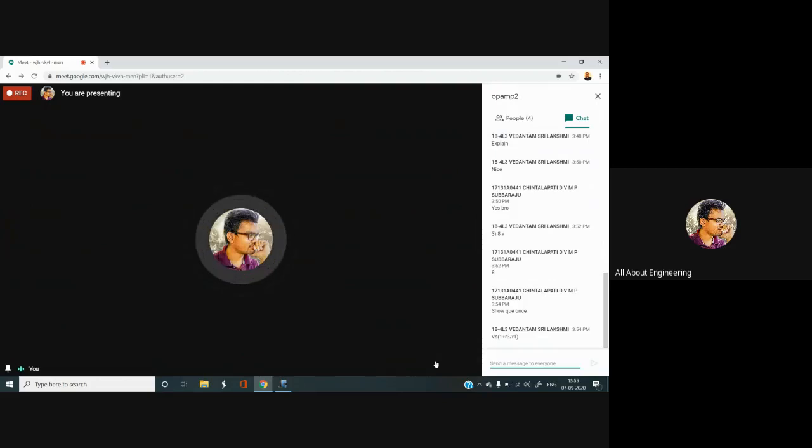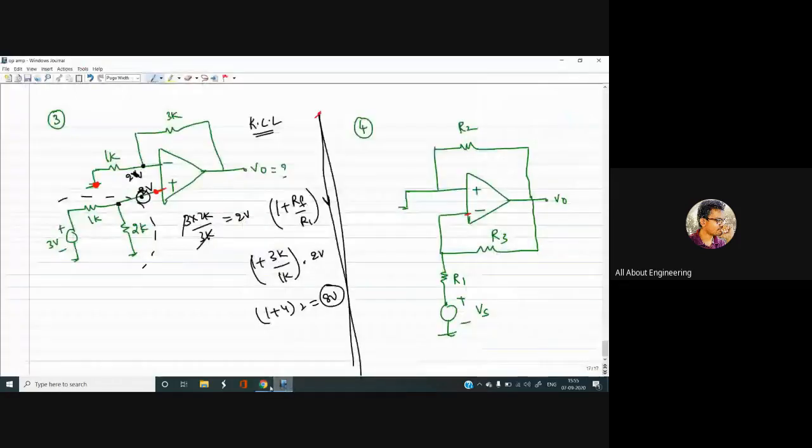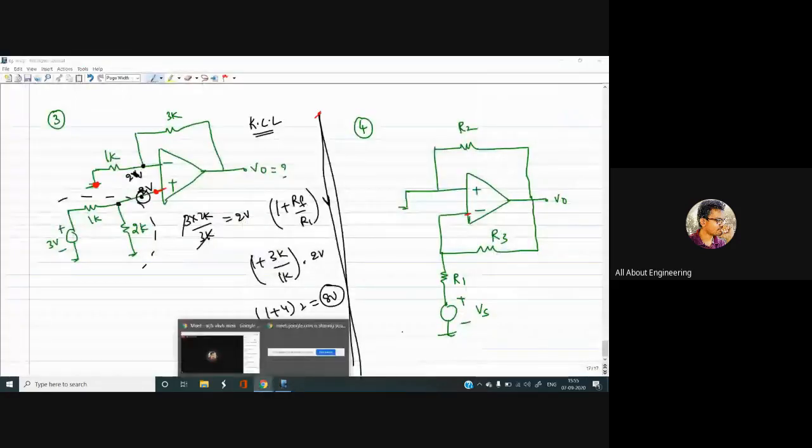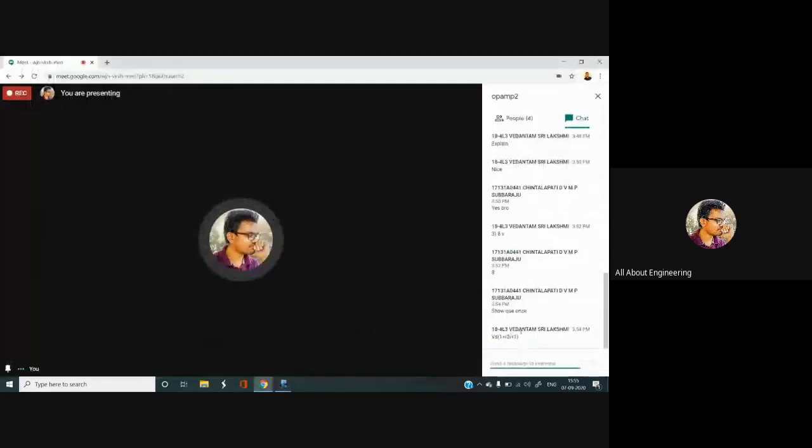First, Vs into 1 plus R3 by... no, Sri Lakshmi. The first thing that you should notice is the input is given at the inverting terminal. How can you get a non-inverting output? Okay, your output was positive, but that is absolutely wrong. Why? Because, I will show the question again, Subraju. This is the fourth question.